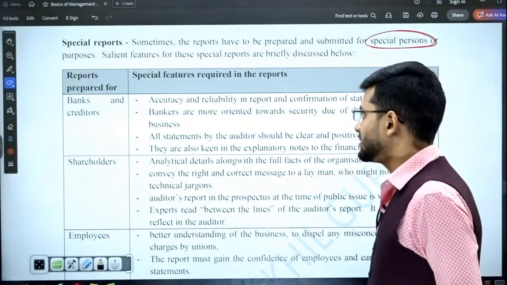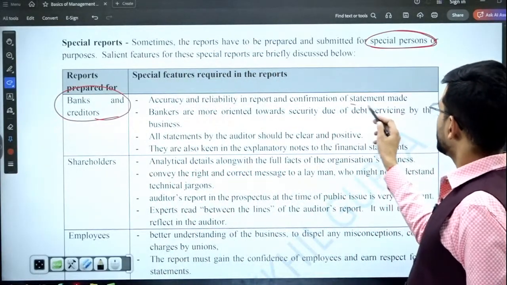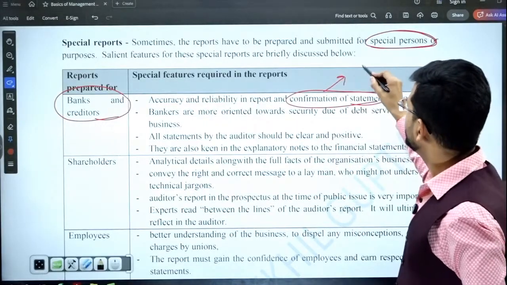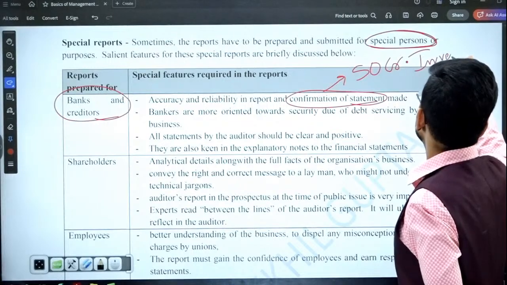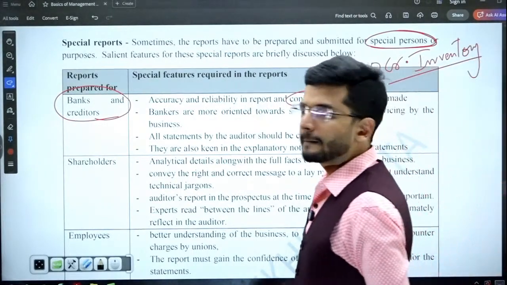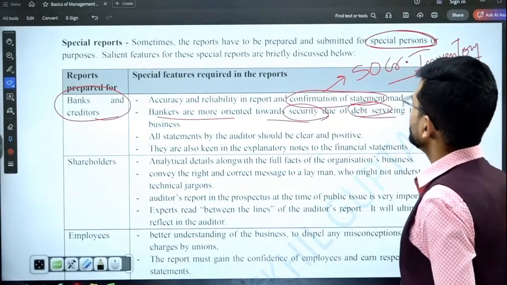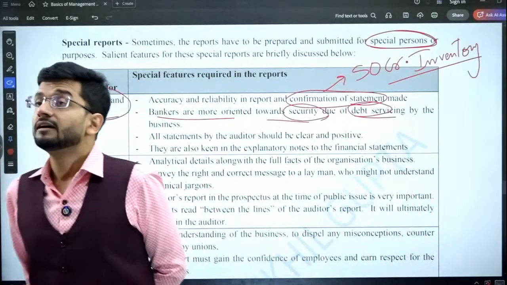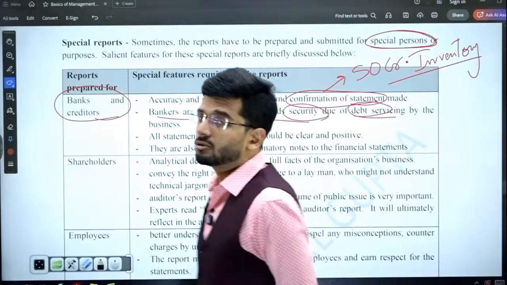Some of the reports are as under. For banks and creditors, accuracy and reliability in the report and confirmation of the statements made. So management is saying that I have 50 crore worth of inventory. Now the management auditor may analyze whether this is true or not. Bankers are more oriented towards security and debt servicing, whether the company will be able to service its debt or not. Service debt means whether the company will be able to pay the interest or not, whether the company will be able to pay the EMI or not.